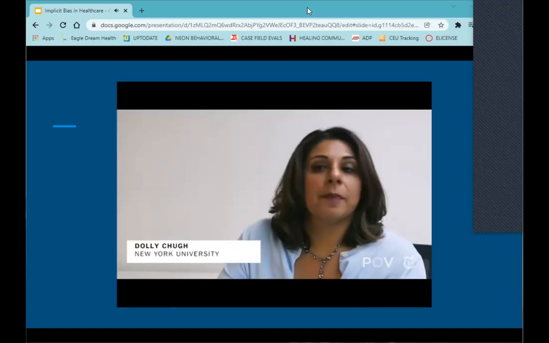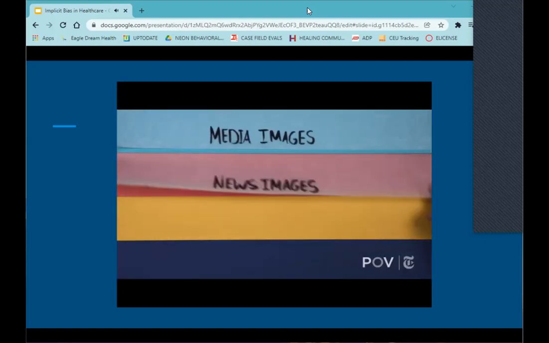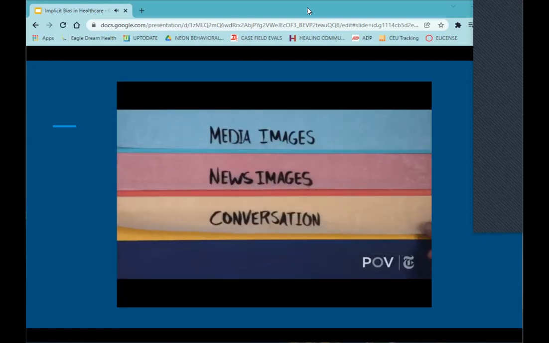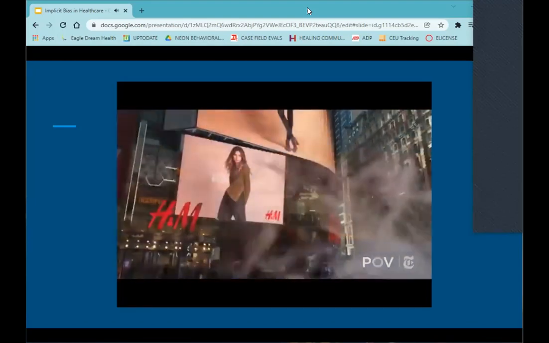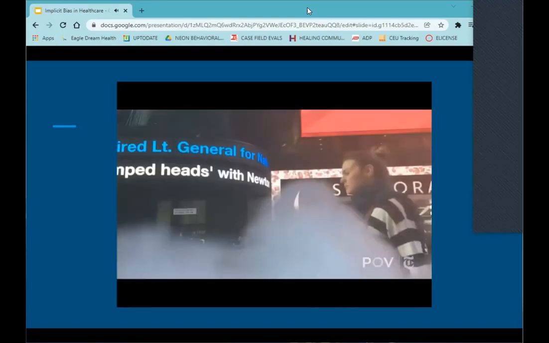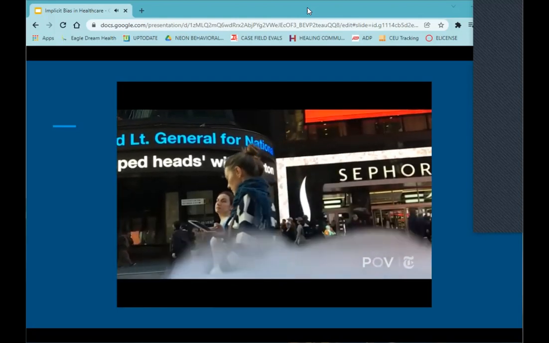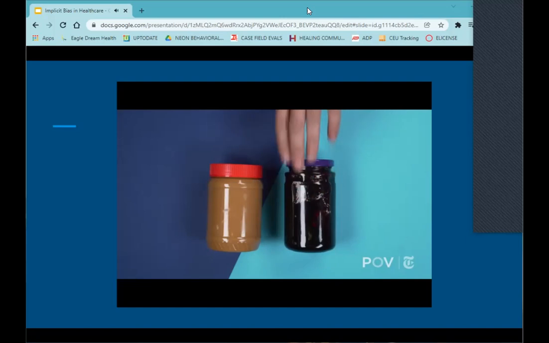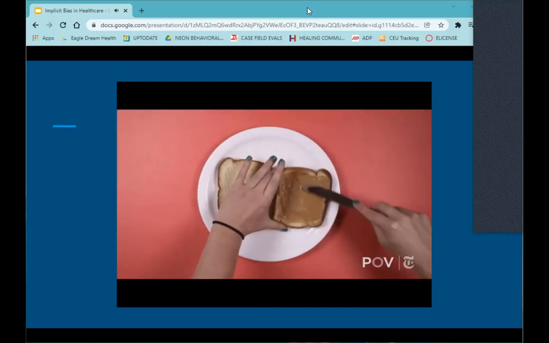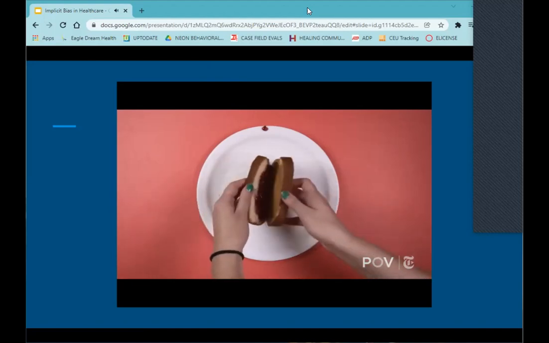We've all grown up in a culture with media images, news images, conversations we heard at home, our education. Think of that as a fog we've been breathing our whole life. We never even realized it, what we were taking in. And that fog causes associations that lead to biases. I somehow know that if you say peanut butter, I'm going to say jelly. That's an association that's been ingrained in me because throughout my life, peanut butter and jelly are together.